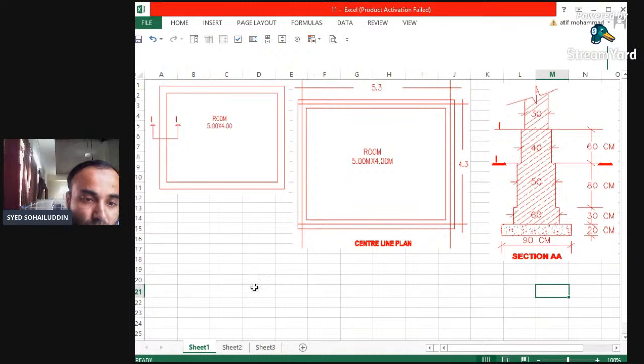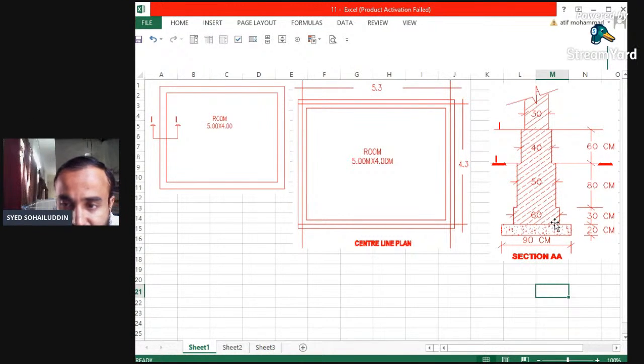For the long wall it is very important; this formula has been used for the long wall, and this formula has been used for the short wall. So these two formulas are very important. While calculating the long wall we have to add the width of the section, and while calculating the short wall we have to subtract the width of the section.